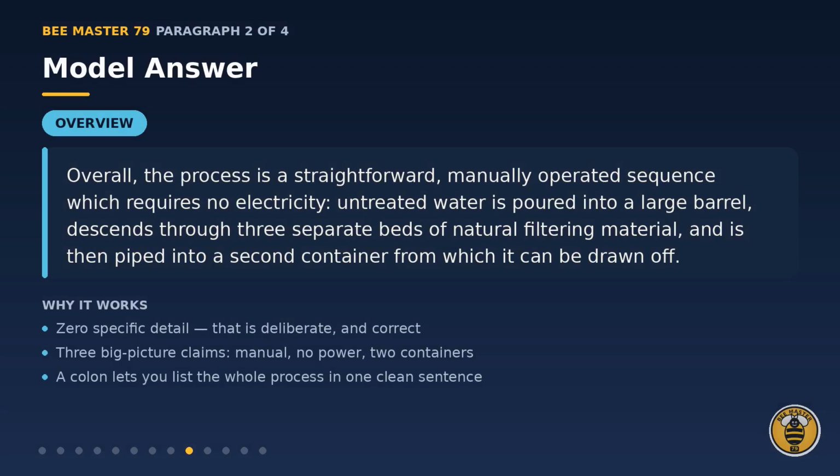Paragraph 2. The overview. Overall, the process is a straightforward, manually operated sequence which requires no electricity. Untreated water is poured into a large barrel, descends through 3 separate beds of natural filtering material, and is then piped into a second container from which it can be drawn off. Notice what is missing. There is no mention of sand or charcoal or the tap. The overview carries no specific detail by design. It is the view from above.